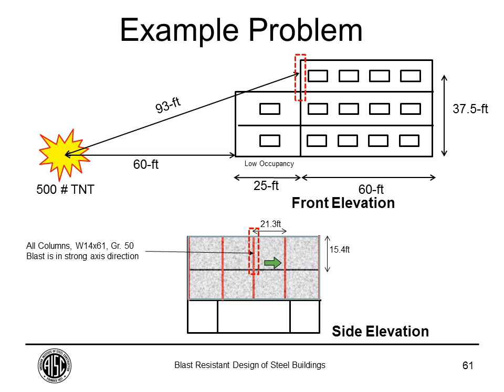If we look at the side elevation, this is our column. It's about 15.4 feet, the span. And for this example, we're assuming that the cladding in front of the column spans horizontally, so the loaded width of the column is going to be the full spacing, which is about 21.3 feet. We're saying that all the columns are W14x61, grade 50, and they're being loaded in the strong axis direction.